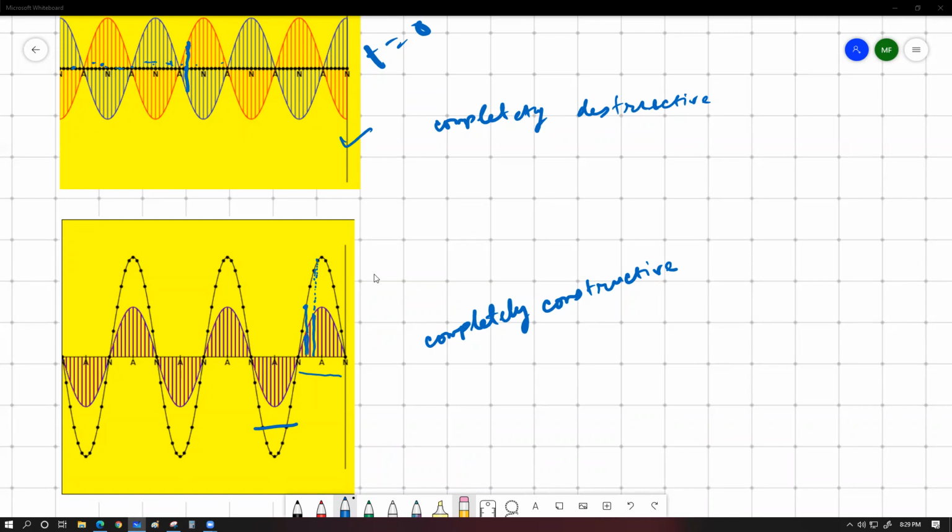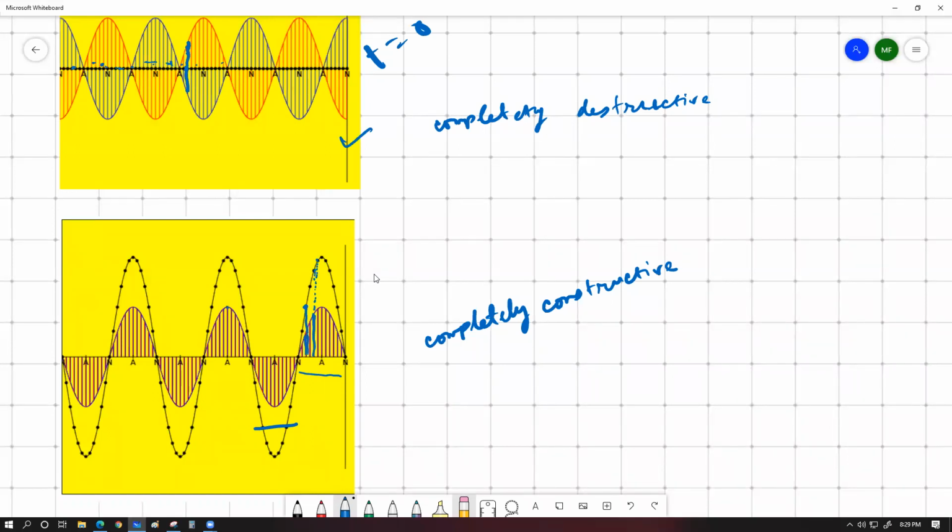Definitely, in the second situation, all the individual displacements add up and our total displacement is greater than what it would be for a single wave. For example, this is the position where the two waves are individually at their amplitude. So the total amplitude of the stationary wave is going to be this much big, basically double the amplitude of the two individual waves.